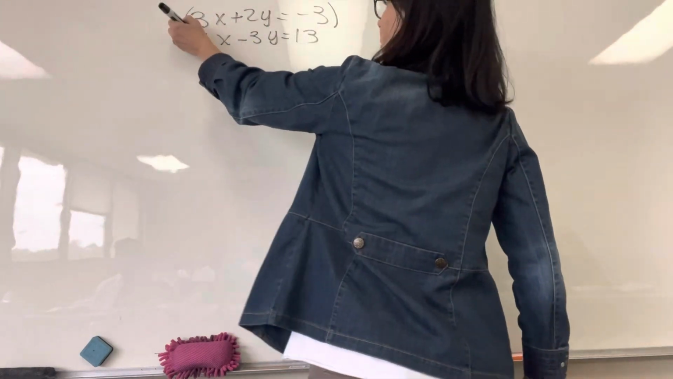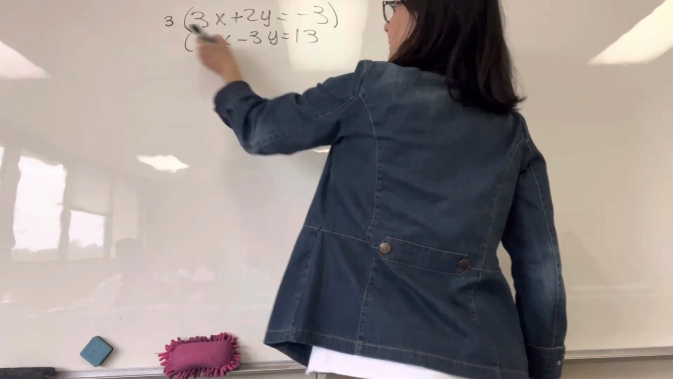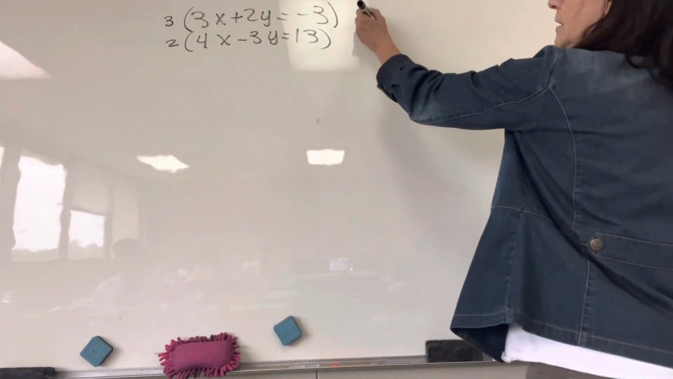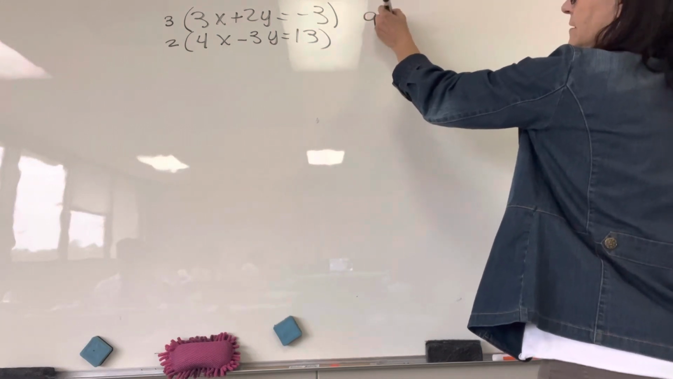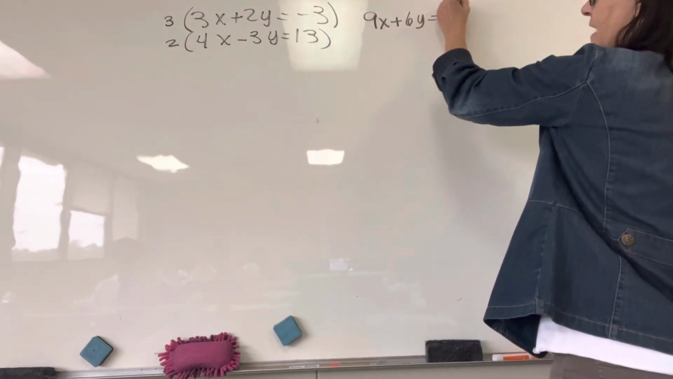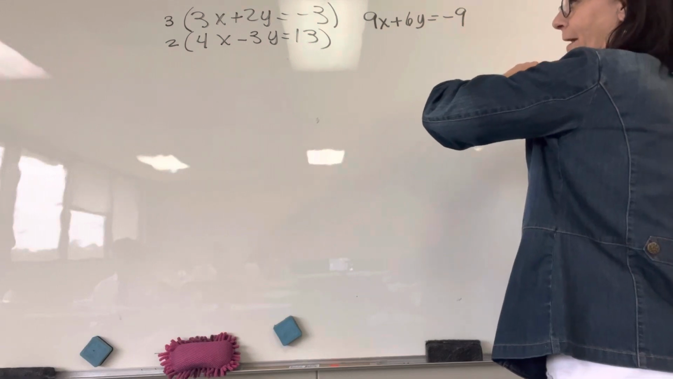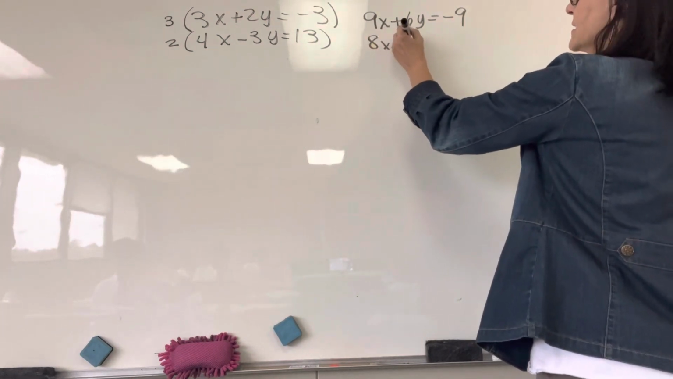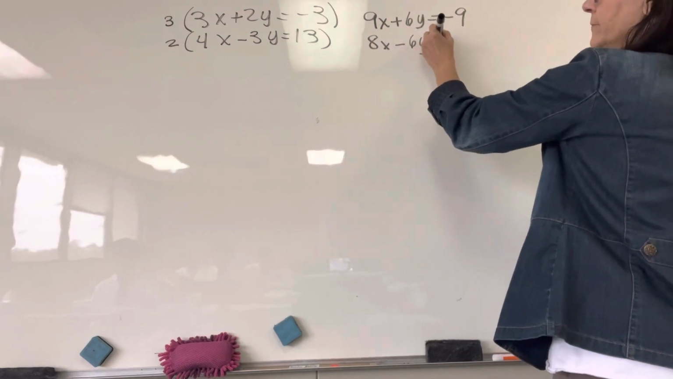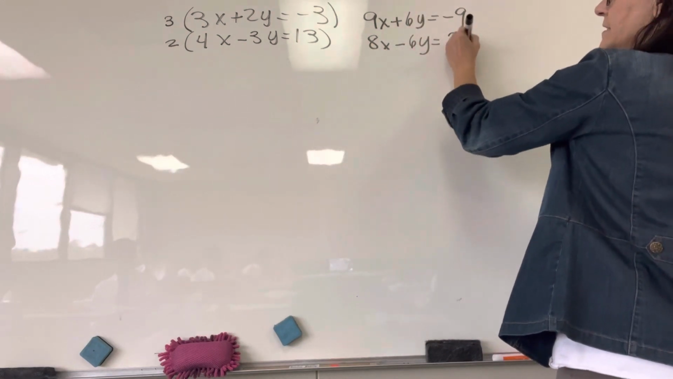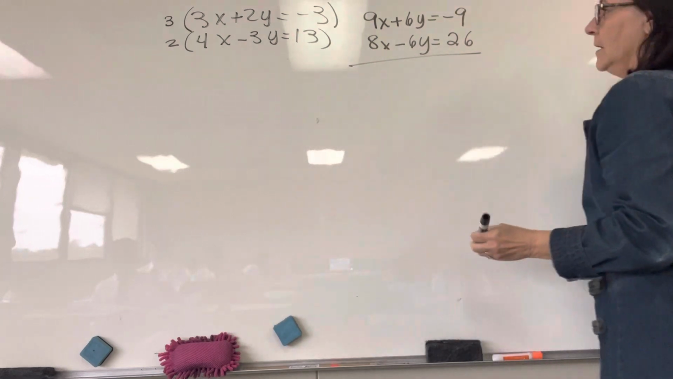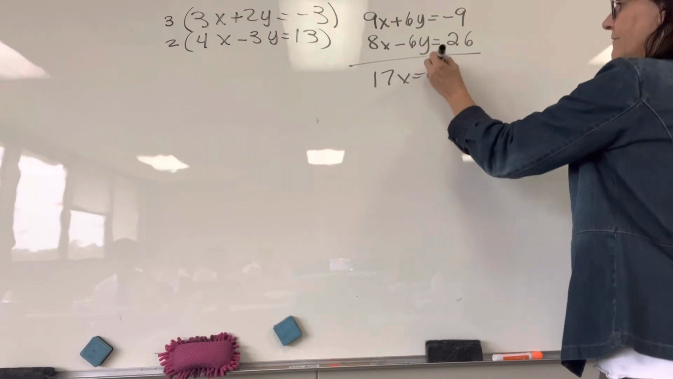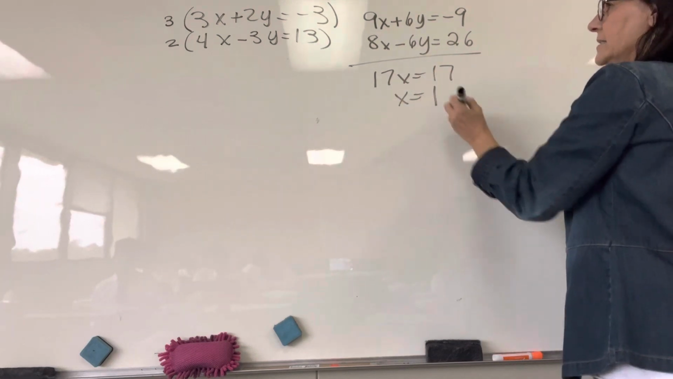So the first equation, I'm going to multiply by 3. The second equation by 2. Got it? All right, so we end up with 9x plus 6y is negative 9. Help me make sure I multiply every term by that value. Then we end up with 8x minus 6y is what? 26. So we eliminate the y's. We end up with 17x is 17. Well, that was so easy. X equals 1.